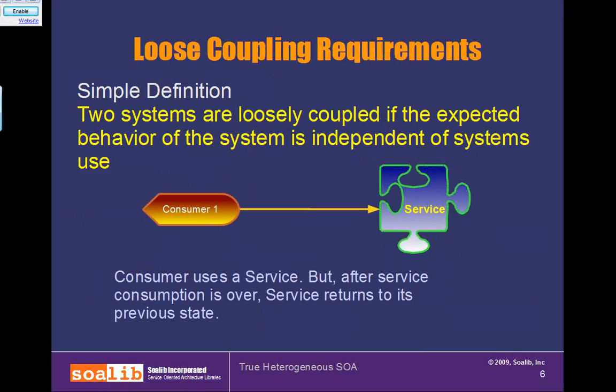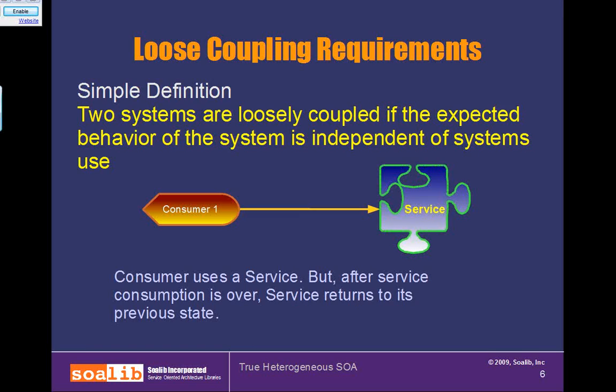To achieve true independence across services, loose coupling among services is a necessity. Two systems are loosely coupled when the expected behavior of a service does not change before and after its use and does not affect other consumers. So you can see there is a consumer and there is a web service, and if the consumer consumes the service, it should not affect the service of other consumers that are instantiating the service also.